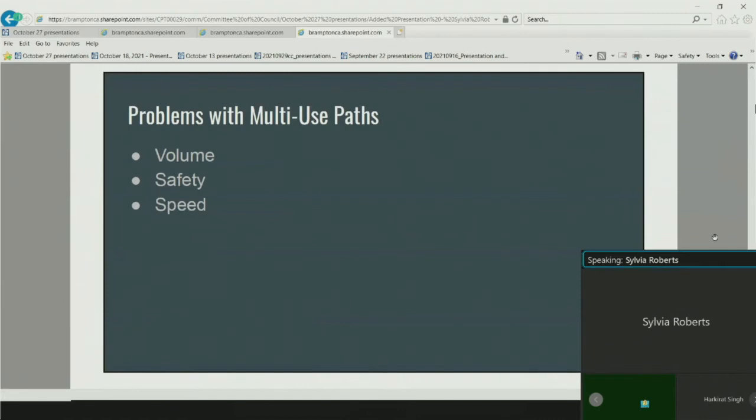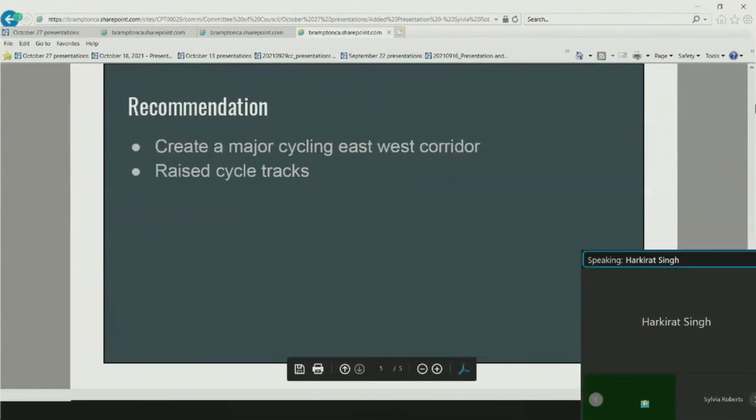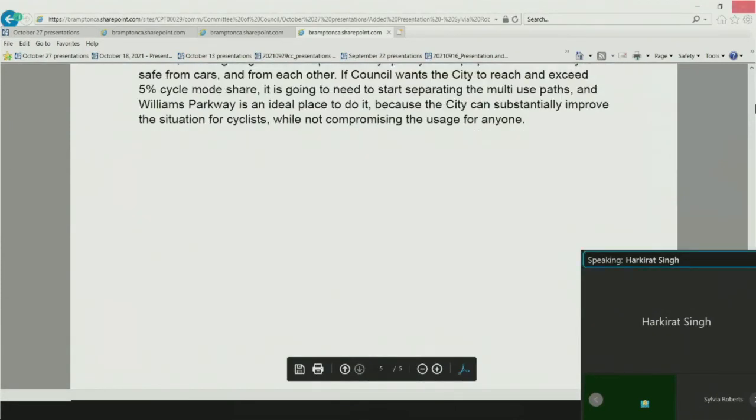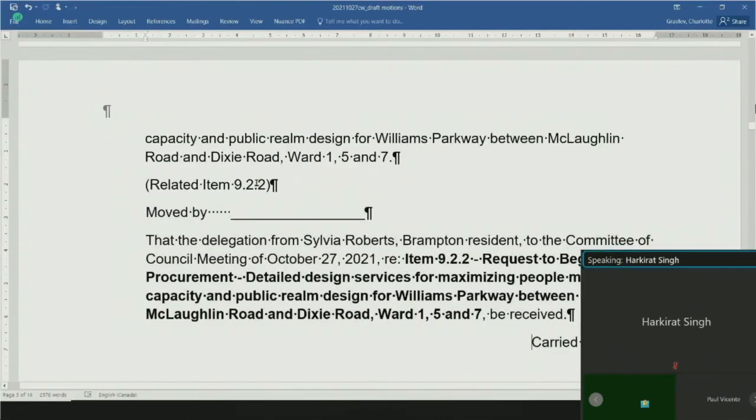Thank you. Thank you. And if Councillor Vicente is okay, we'll bring down 9.2.2 and I'll pass the floor on to you. Yep, Councillor Vicente. Thank you very much, Chair. Thank you, Sylvia, for the delegation. And I will be moving for receipt of the delegation and for the report to be accepted by members today.